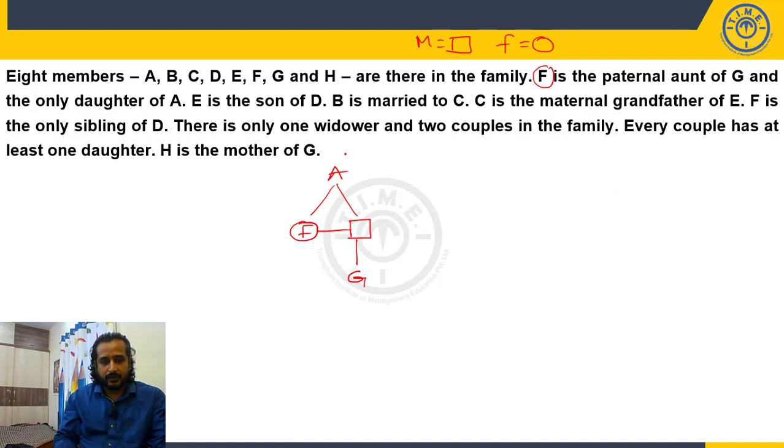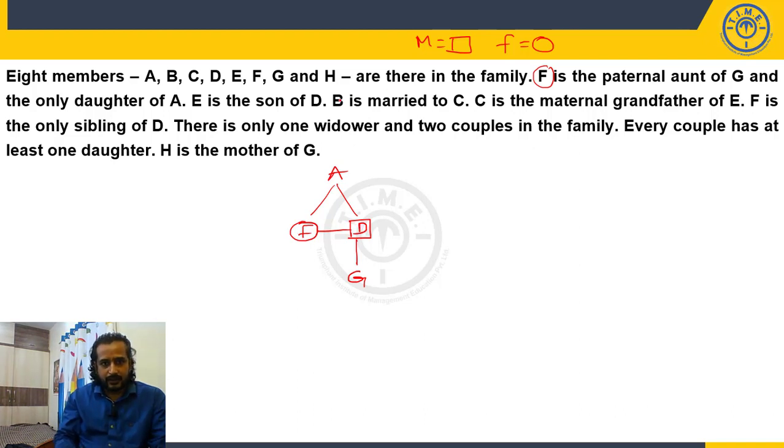E is the son of D. Can you relate with this family tree diagram? No. B is married to C. Can you relate to this diagram? No. C is the maternal grandfather of E. Can you relate to this diagram? No. F is the only sibling of D. Can you relate? Yes. As these two are the siblings, F is the only sibling of D.